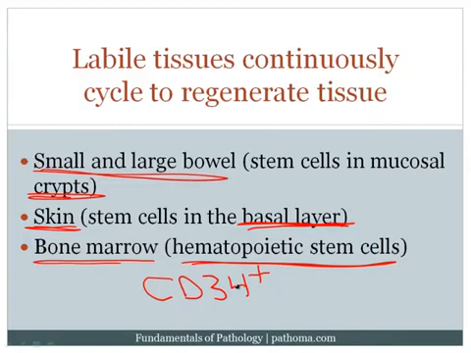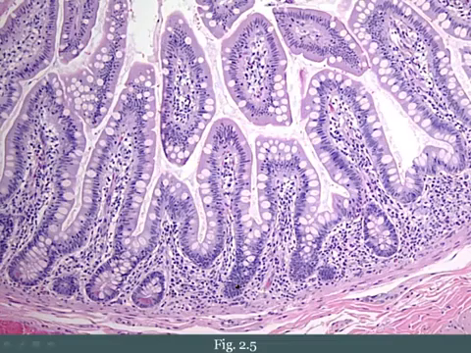Not listed here, but I could ask you another question. What's the stem cell of the lung, of the alveoli of the lung? Excellent. Type 2 pneumocytes. You need to know that. The type 2 pneumocyte is the stem cell of the lung. We'll talk about type 2 pneumocytes when we do the lung lecture, however. Anyway, that's labile tissues. I put this picture in here to remind you where the stem cells are in the bowel because they ask it on exams.